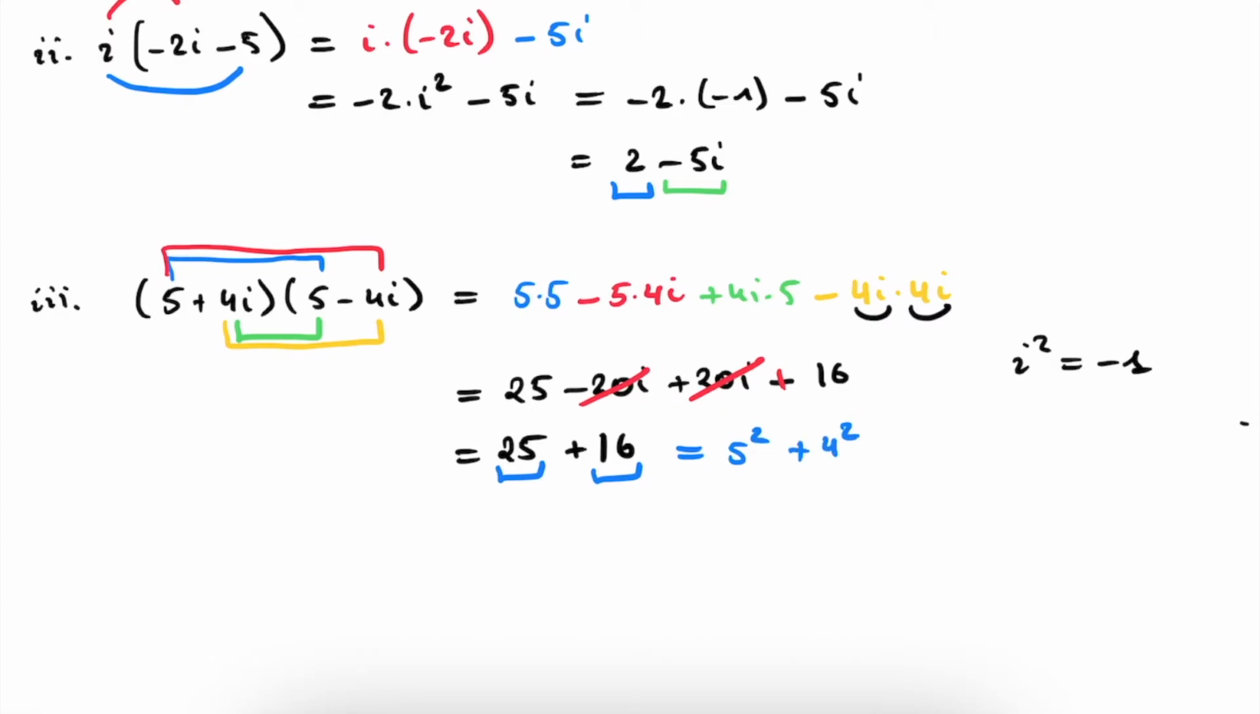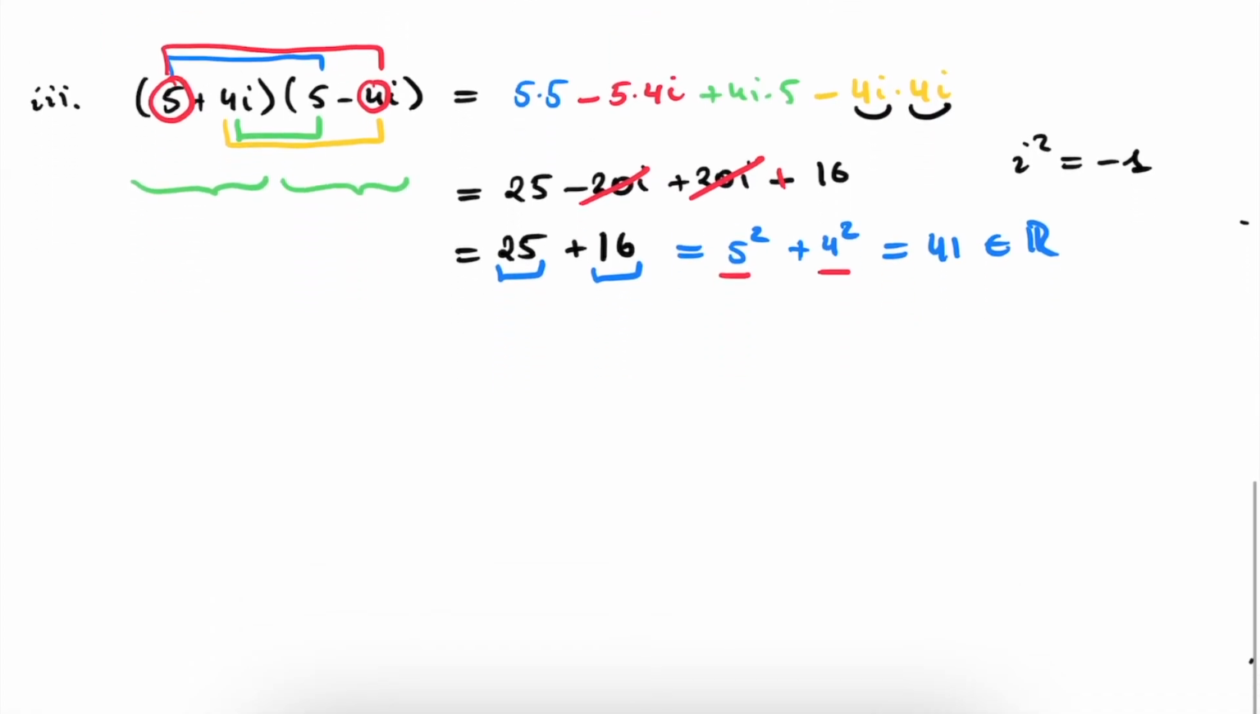And from this we can see that if we multiply two complex numbers where only the imaginary part has an opposite sign, here plus 4i minus 4i, the result will be the square of the real part plus the square of the coefficient in the imaginary part. And the result will be a purely real number.